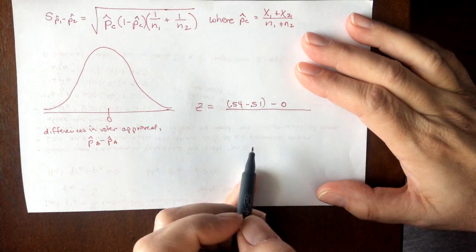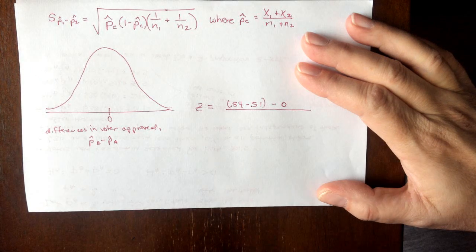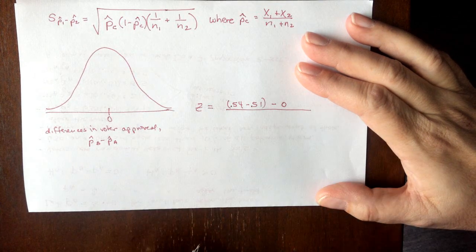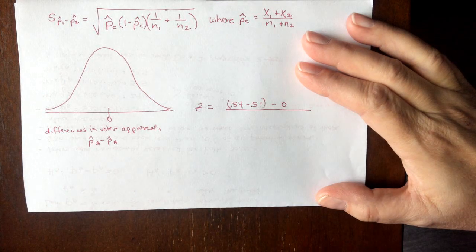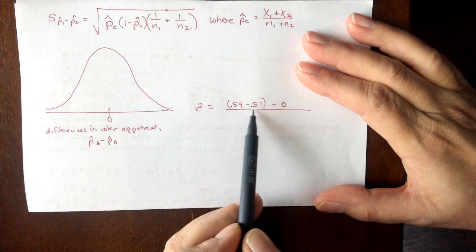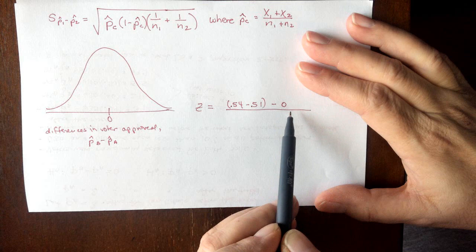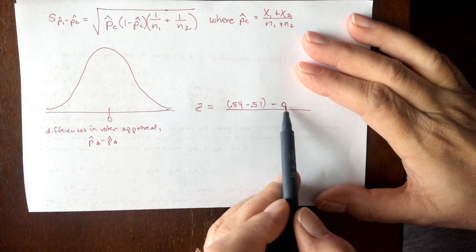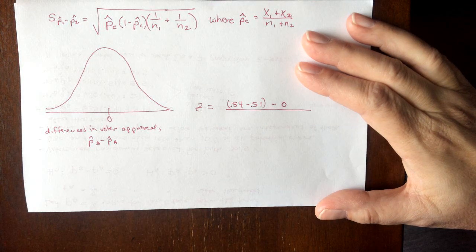Now, I had a question yesterday asking me, do we really have to show the minus 0? Okay, mathematically, I know it doesn't make a difference. But in terms of communication, you are showing the reader who's giving you points that you understand that you're comparing the observed difference in proportions to the expected difference in proportions. And this minus 0 communicates that you know that that's what's going on. Write the minus 0 in there.